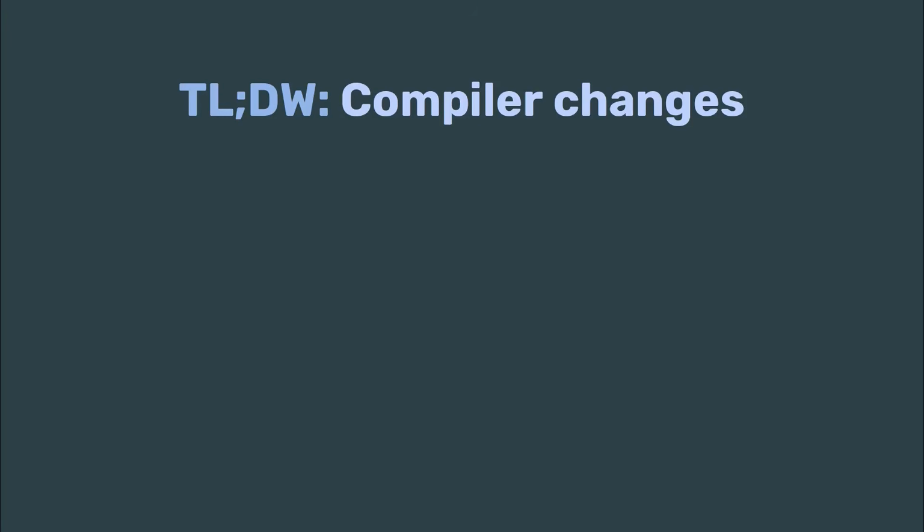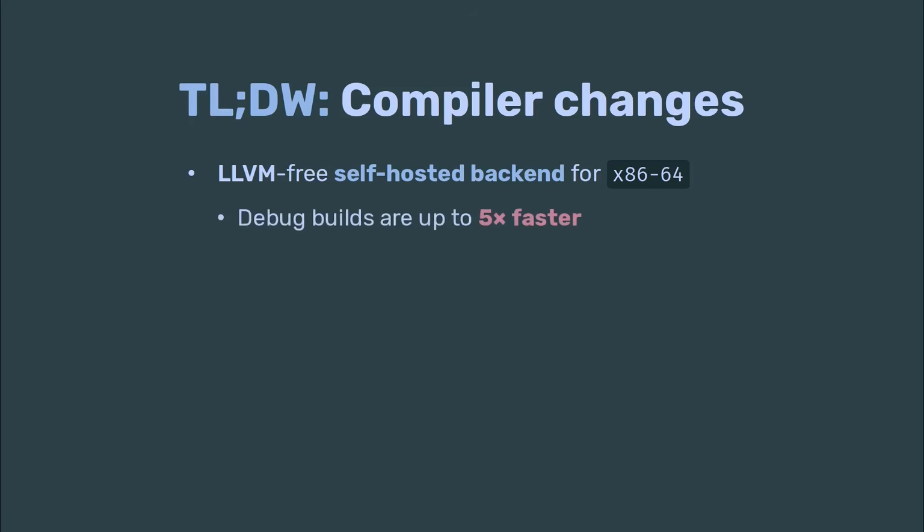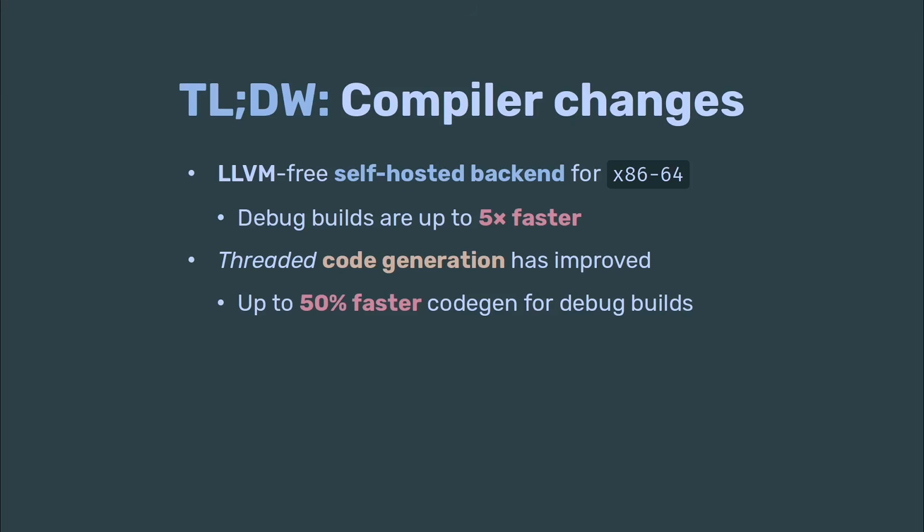First, this patch is quite big. Here's the too long didn't watch version for busy people who just want to keep up with Zig's evolution. Starting off with the compiler changes, the LLVM-free self-hosted backend for x86 is enabled by default, and debug builds are now up to 5 times faster. Threaded codegen has improved, giving another speed up to 50%.